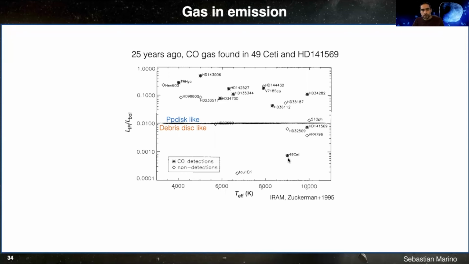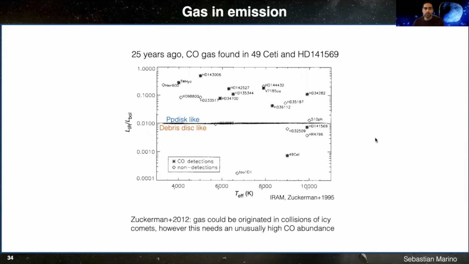Okay, so the black dots show systems that show a CO detection. Most protoplanetary disks were known to have CO gas, as expected, but some debris disks, in this case 49 Ceti, showed CO gas. And that was not understood at the time. It wasn't clear where it came from, but some guesses were made, and Zuckerman et al. suggested that the gas could originate from collisions of icy comets. However, to produce the right amount of CO, you need a very high collisional rate, which was unusual and meant that this scenario wasn't very likely to explain the CO levels seen around 49 Ceti.